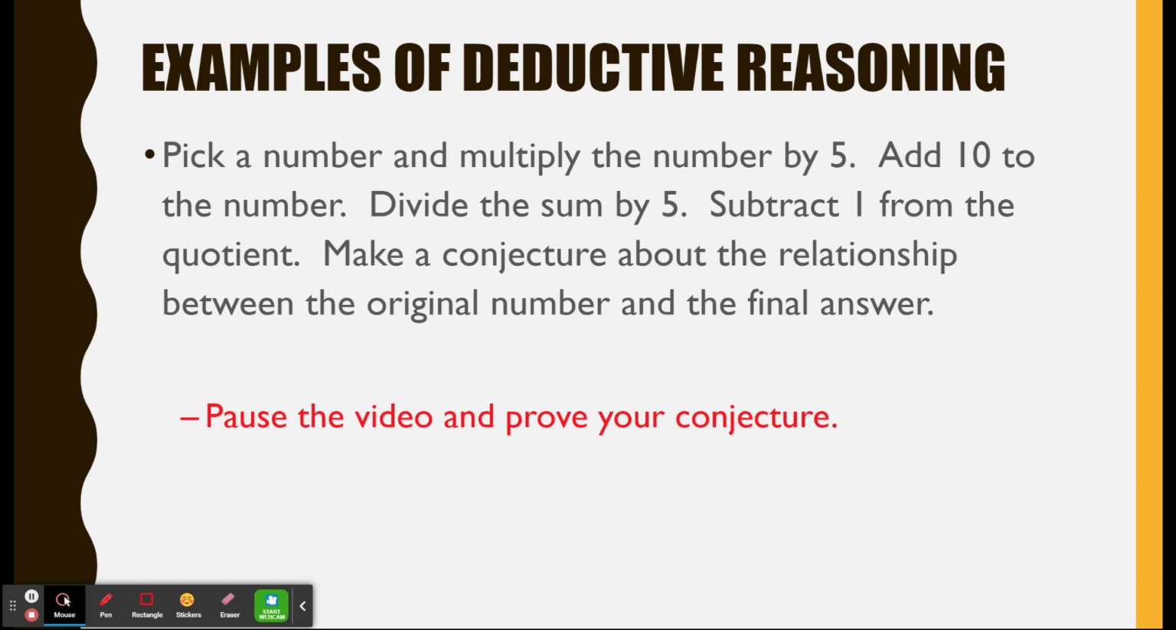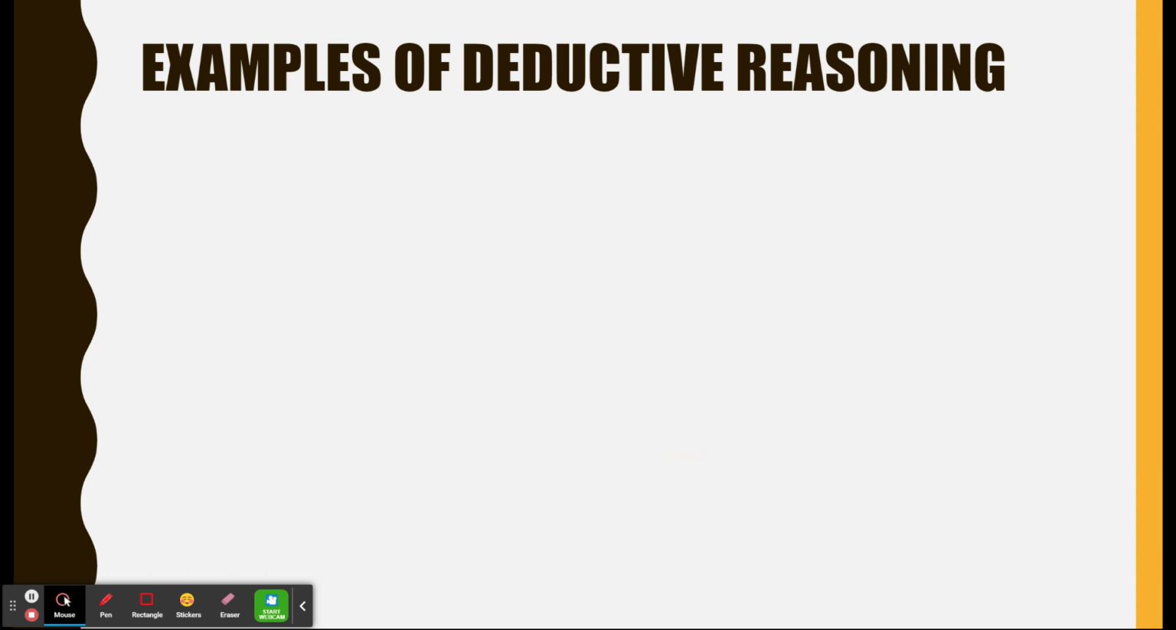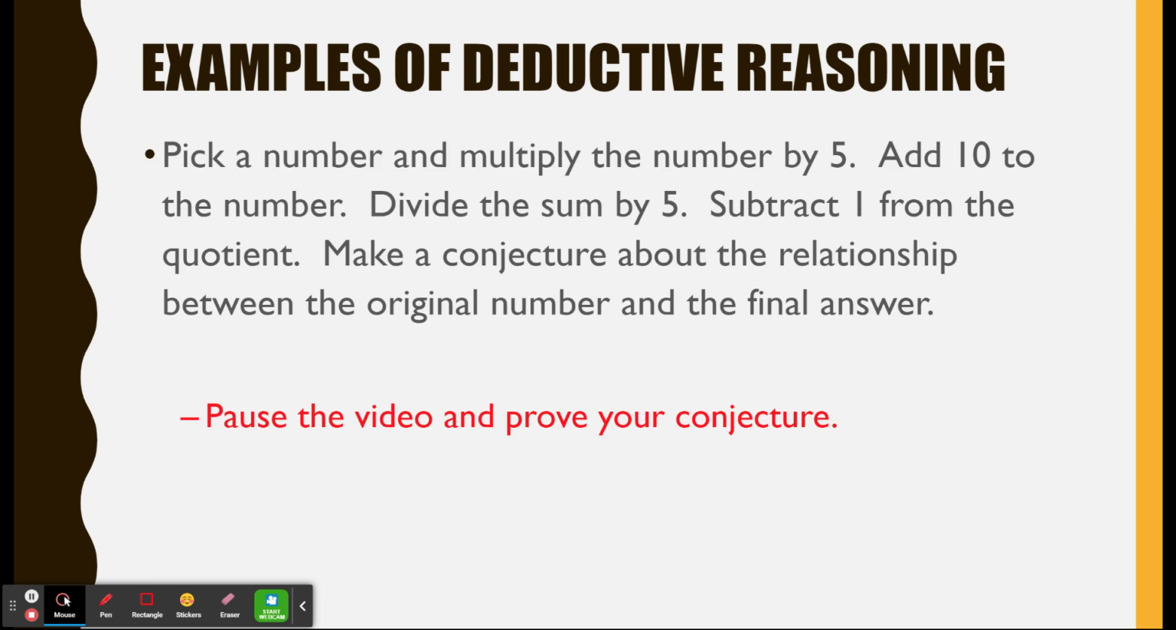Other examples: pick a number and multiply the number by 5, add 10 to the number, divide the sum by 5, subtract 1 from the quotient. Make a conjecture about the relationship between the original number and the final number. So again, pause the video if you need. See if you can prove this conjecture.